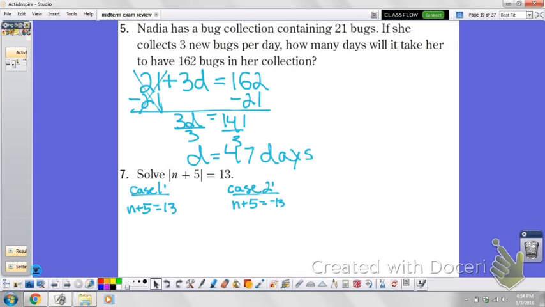So looking at n plus 5 equals 13, I have to subtract 5 from both sides, and I get n is equal to 8. Over the other equation, n plus 5 equals negative 13, subtract 5, and I get n is equal to negative 18. So my solution is n is equal to 8, or n is equal to negative 18.